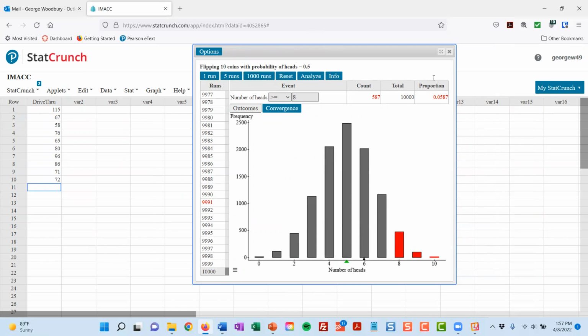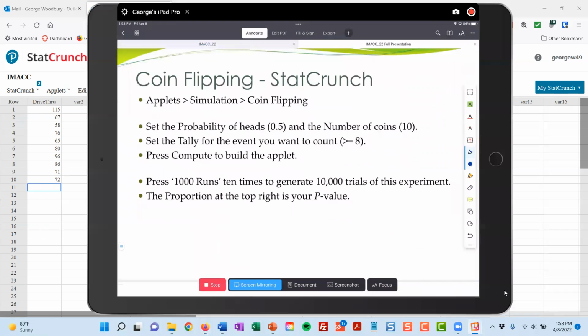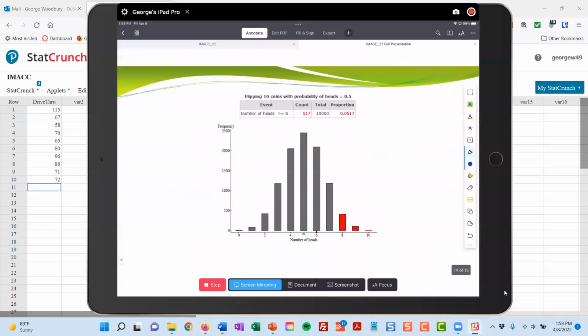And the value up at the top right where it says proportion, that's your estimate of the p-value. So here we would have 0.0587, which is still not below 5%. So we wouldn't consider this unusual. That means that we don't have enough evidence to say the median is below 90. I did one earlier and copied it onto my presentation. I got 0.0517. It was always between 0.05 and 0.06 when I did it.